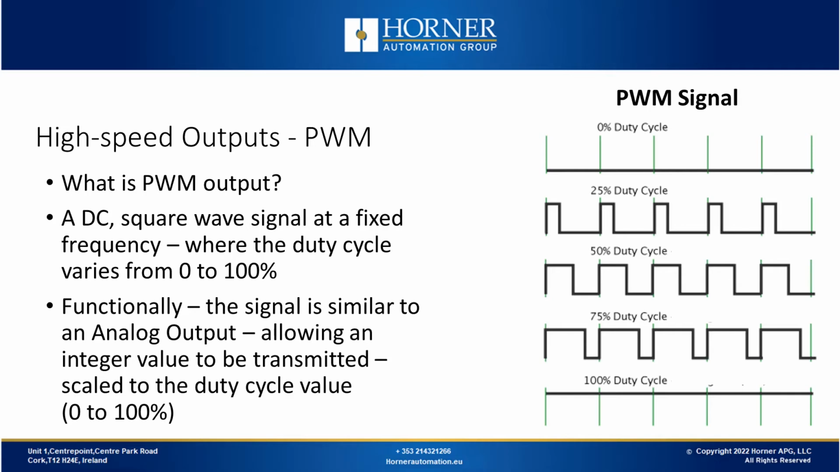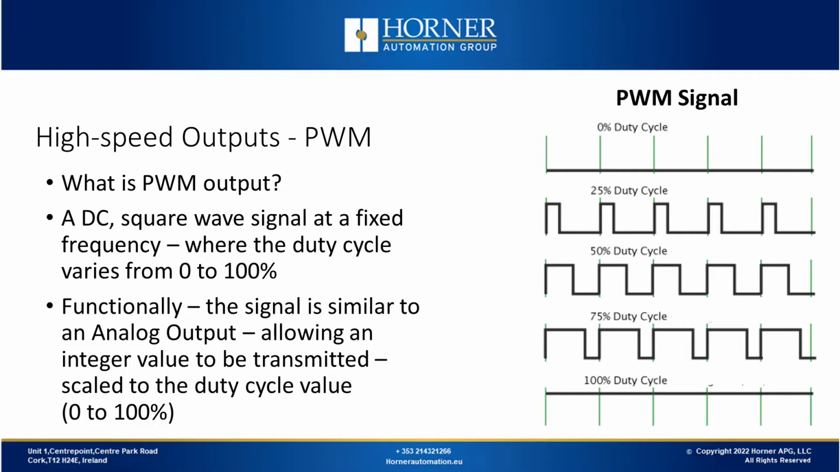Let's start with PWM. A PWM output is a DC square wave signal at a fixed frequency, let's say 1000 Hz or 10,000 Hz, where the duty cycle will vary from 0 to 100%. For example, if you have a pulse with a total period length of 50 milliseconds and the pulse is on for half that time, say 25 milliseconds, your duty cycle would be 50%.